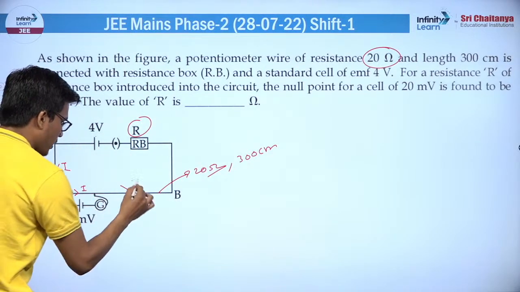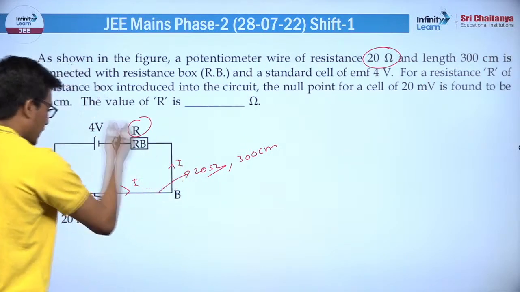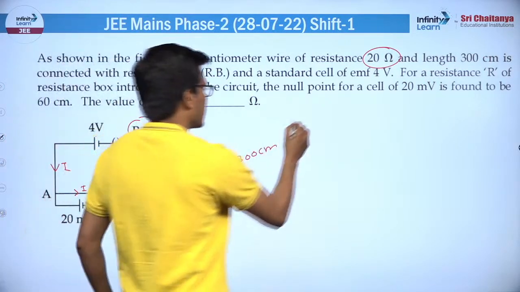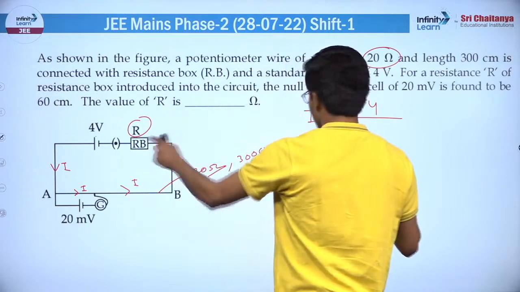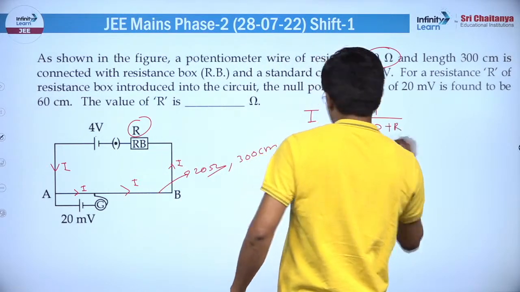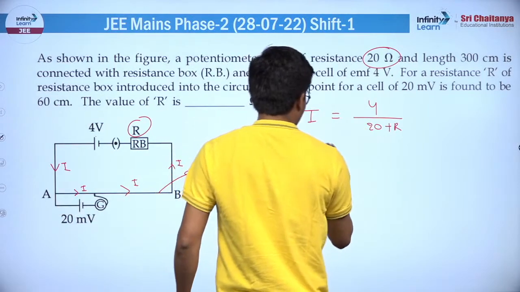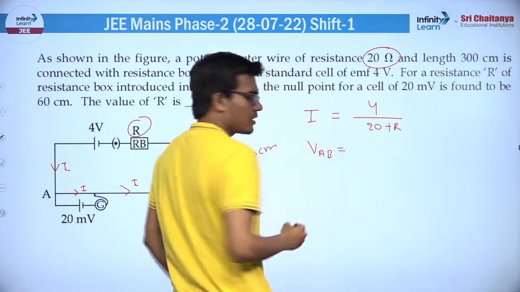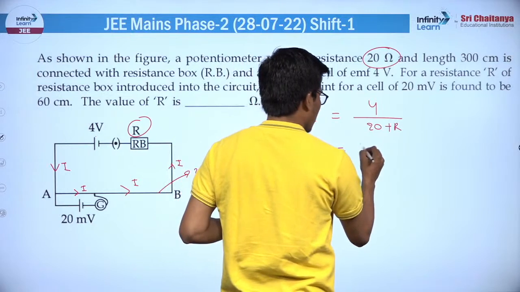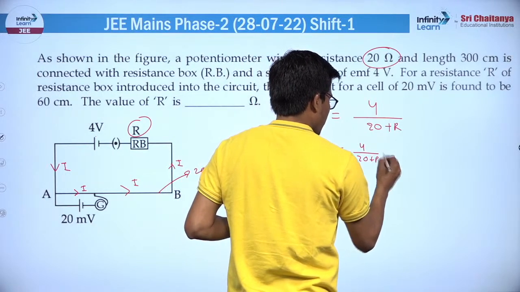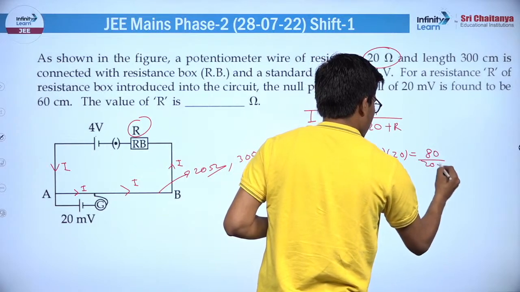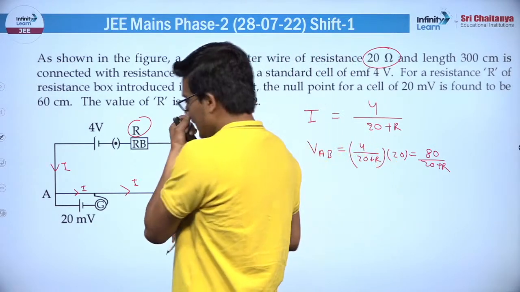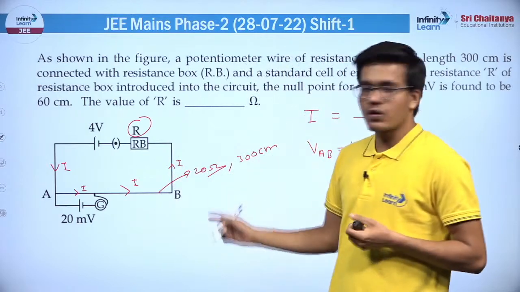So in case of balancing, the current in potentiometer, you can calculate, right? The entire current goes through the primary circuit. That current will be the EMF upon total resistance. Total resistance is 20 plus R. Can you calculate the potential difference across potentiometer wire? Right? Its resistance we know 20, so it will be I into its resistance, that will be 80 upon 20 plus R. Okay, so this is the potential difference across AB.